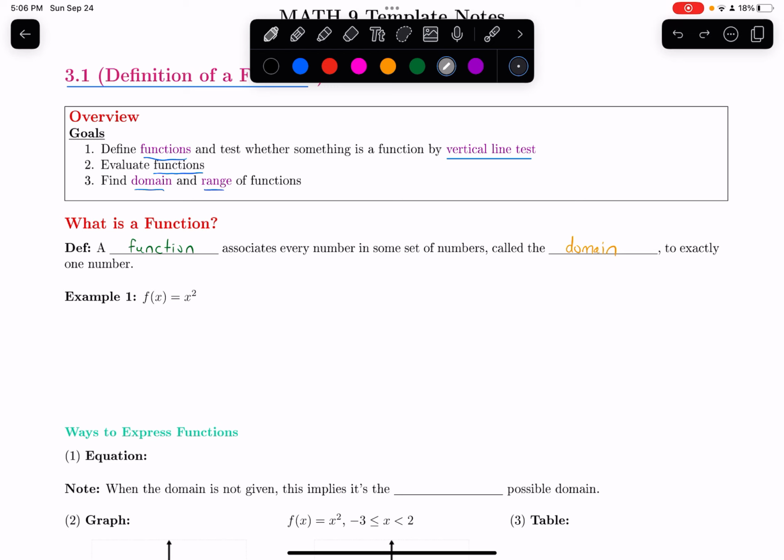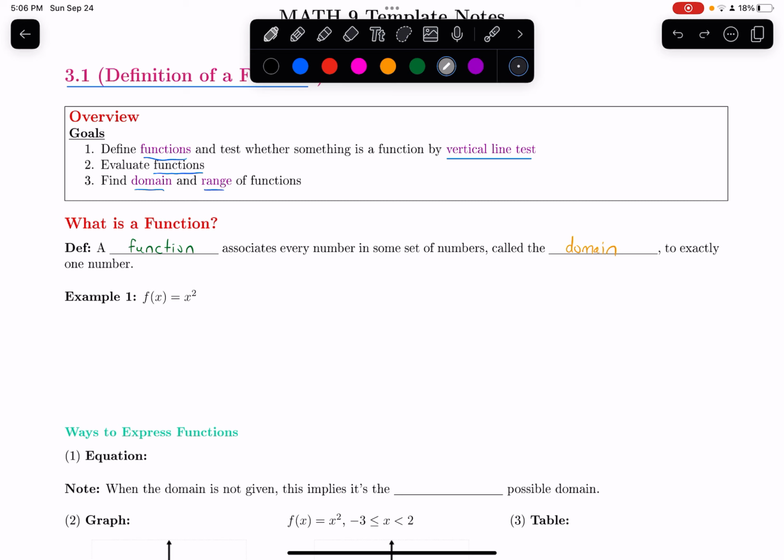It's saying that for every number that you can plug in, and the collection of numbers you can plug in, we call that the domain. All the things you can plug in, that is the domain. And when you do plug in some value into the function, we are going to get exactly one number as an output. So that's what this definition is saying. So let's look at an example.